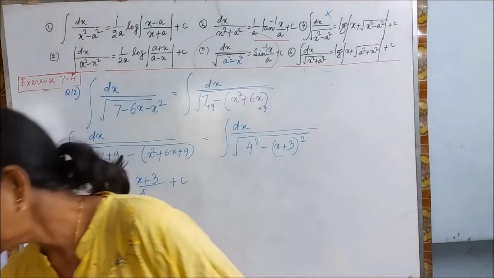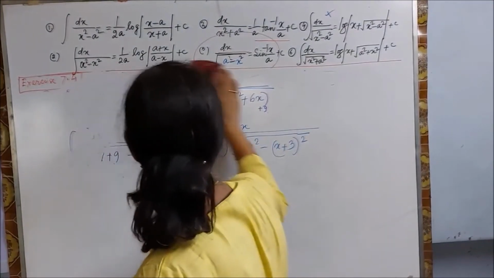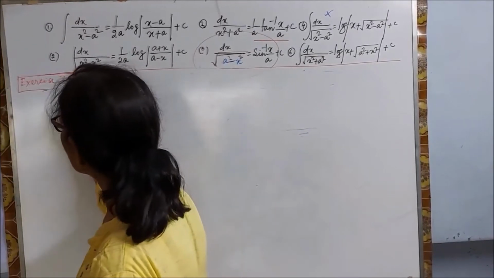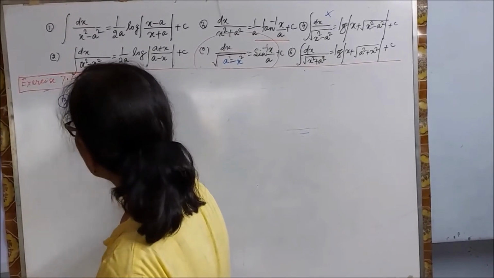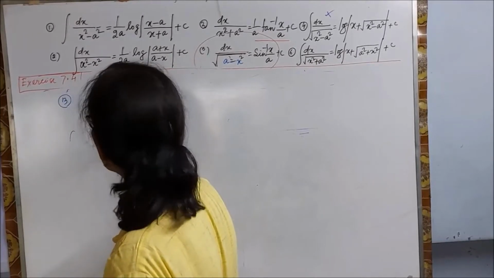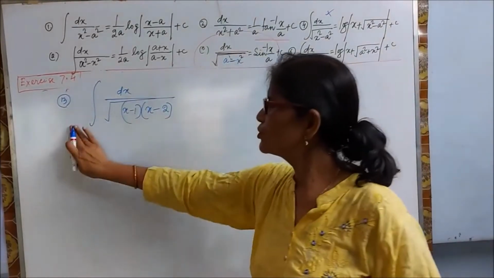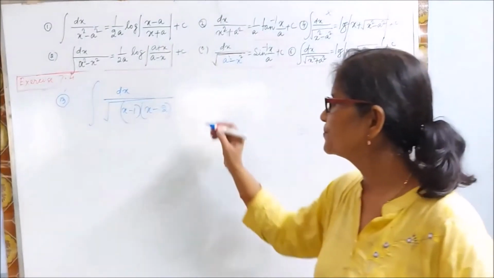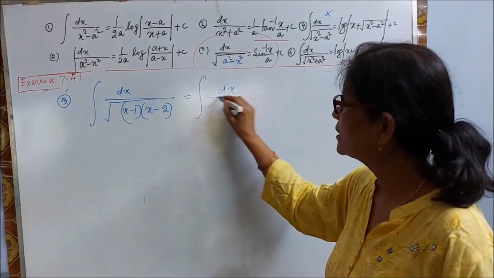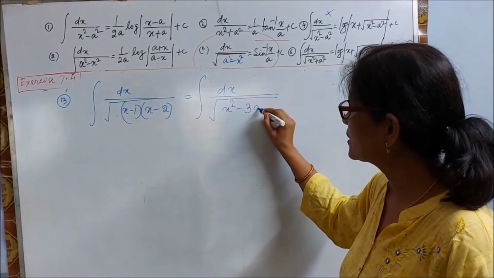Next, question number 13. Question number 13 is dx by under root x minus 1 into x minus 2. You multiply this and simplify. You will get under root x square minus 3x plus 2.